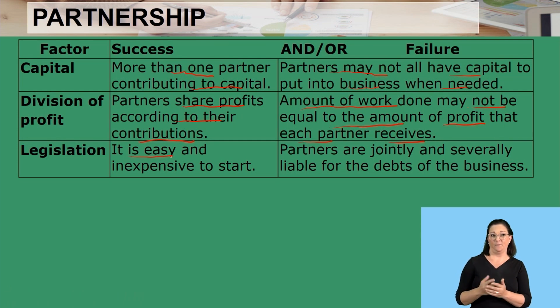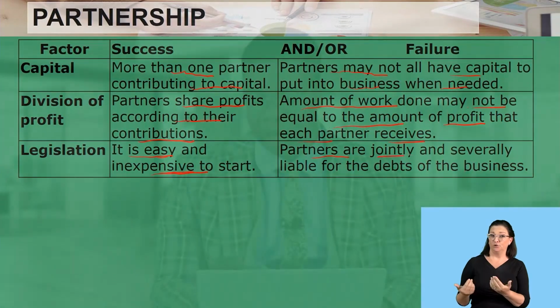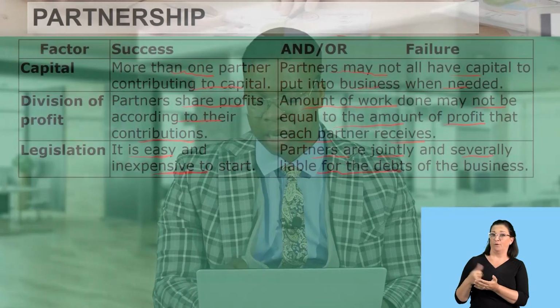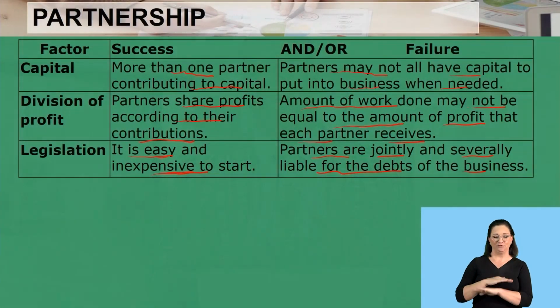Legislation: it is easy and inexpensive to start. One thing you'll realize is that a sole trader and a partnership are similar businesses. The difference is that a sole trader is owned by one person, but a partnership is owned by two or more people. That is why it is easy and inexpensive to start. Looking into the failure with legislation, partners are jointly and severally liable for the debts of the business, meaning unlimited liability for the partners, which is also applicable to a sole trader.